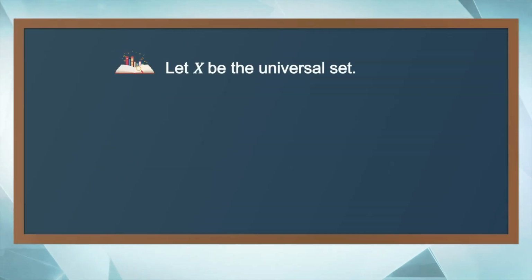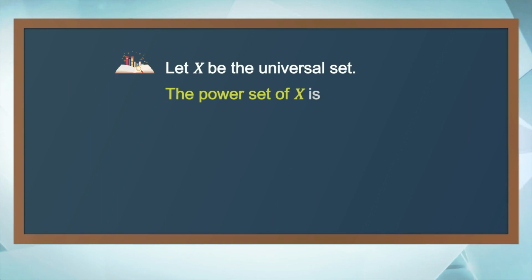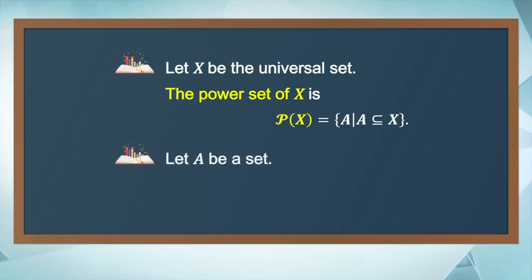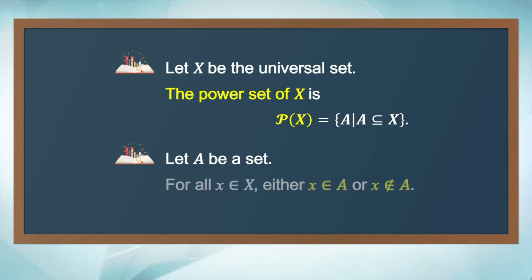Let X be the universal set. The power set of X is the set of all subsets of the universal set X, which is denoted by this notation. Let A be a set. For each element x, either x is in A or x is not in A, excluding the middle. It must be either this or that.